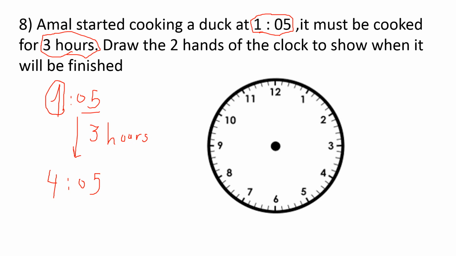So now I want to draw the two hands. So the short hand will be at 4 and the long hand will be at 1. Now, junior 3, we finish the clock. See you in the next session.